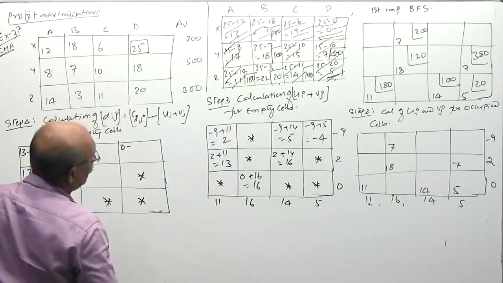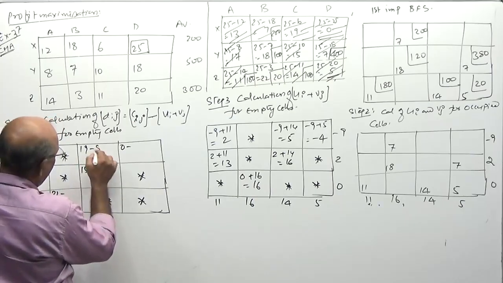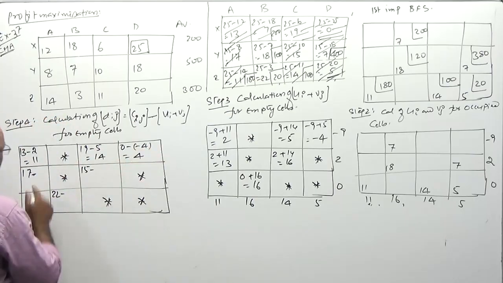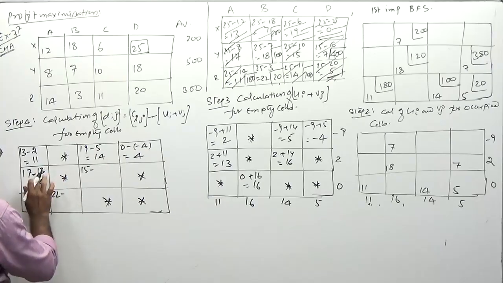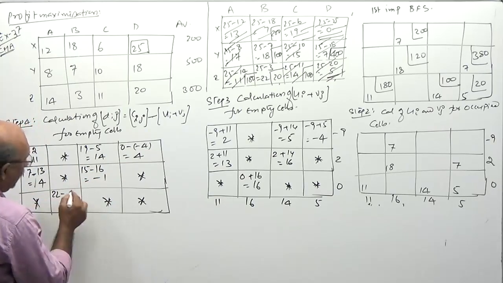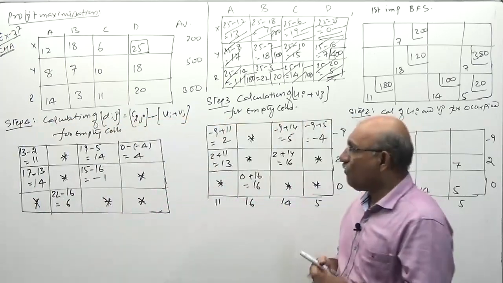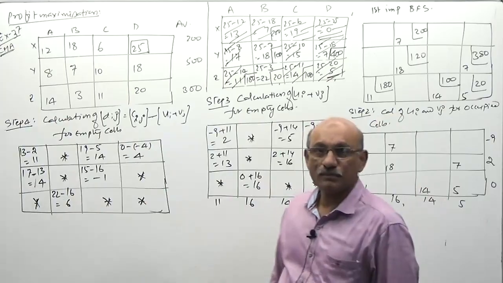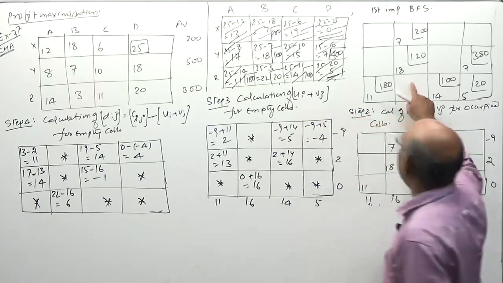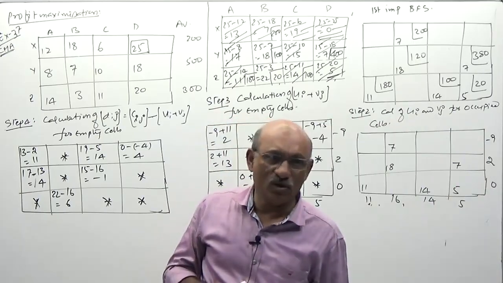Okay. Now 13 minus 2 is 11. 19 minus 5 is 14. 0 minus of minus 4 is plus 4. 17 minus 13 is 4. 15 minus 16 is minus 1. 22 minus 16 is 6. One more negative value is obtained. It means the first improved BFS is also not an optimal solution.